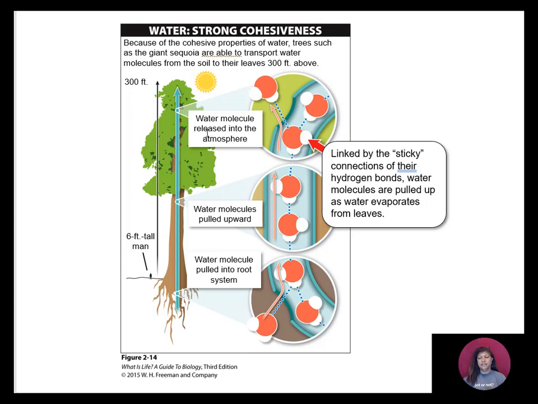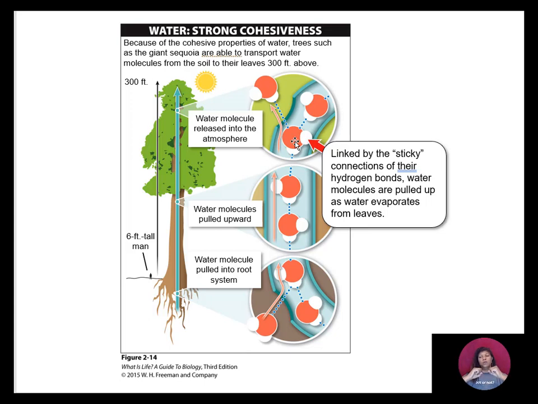So the underside of the leaves of plants have an opening called a stomata that they can open and close, much like a mouth, right? Hence the name stomata. And when it's open, water can evaporate out from the leaf, right? And when that happens, because these water molecules are hydrogen bonded together, it's much like a little daisy chain.